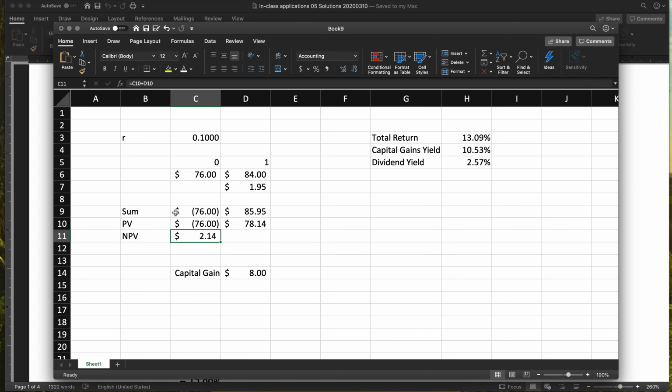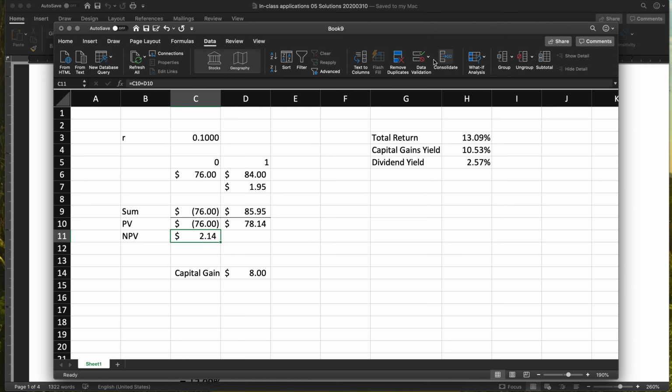Okay, so let me explain what we did here. And again, you don't have to do it this way. You can totally do it this way. It'll 100% work. But if you wanted to get the total return, you could do it this way just to make sure that you're doing it correctly. Okay, so we paid $76. We got the $85.95. The present value of that is $78.14.